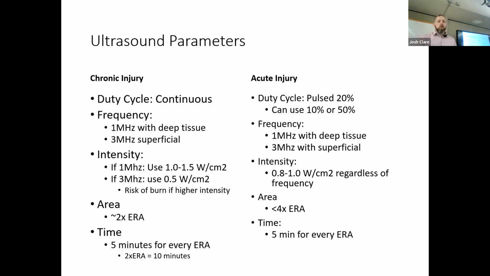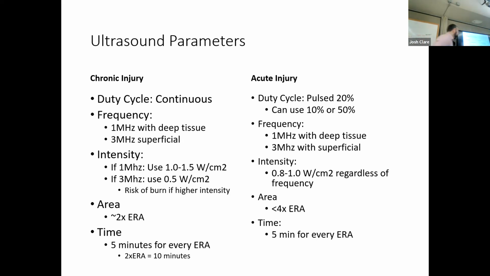The time we do it for is 5 minutes for every ERA. So if you are radiating 2 times the area, it's a 10-minute treatment. Shorter time than diathermy, not quite as fast as laser. Big benefit of diathermy over thermal ultrasound: I don't have to be there. I have to be here for 10 minutes. Jeez, what do I want to do? Do I want to be here for 10 minutes or do I want to be away from this person for 30? I got notes to do. I'll go do that.